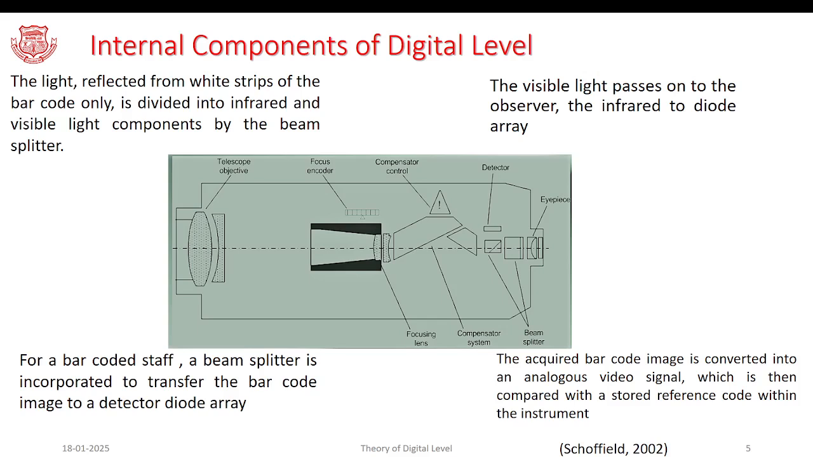So both the displacement of the code as well as the scale of the code will be read, and it will be transformed into the video signal, which will be getting converted into the horizontal distance component as well as the elevation component for this kind of digital level.